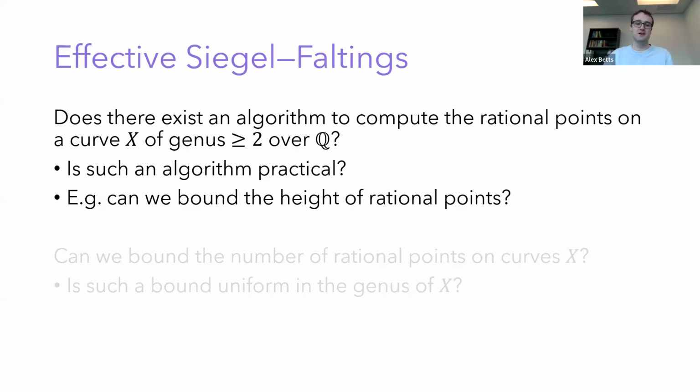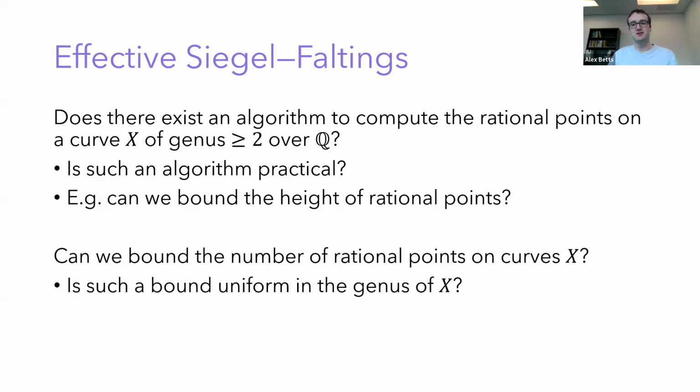But today I want to focus on a different effective aspect of Mordell, which is, if I have a curve of genus at least 2, can I say anything about the number of rational points? So can I produce an upper bound on the size of the set of rational points? And I'm deliberately phrasing this question in a slightly vague manner.